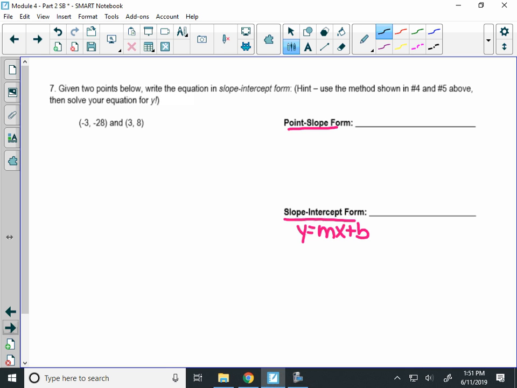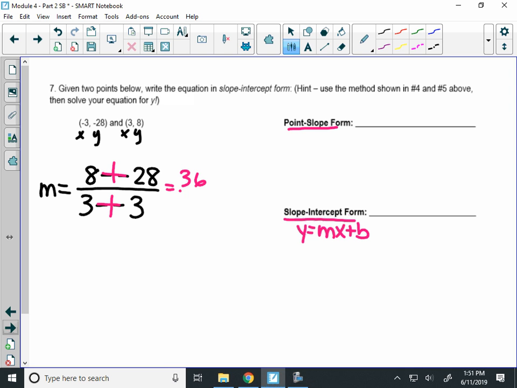All right, so let's first find the slope. That's what we need to do first. So here I take my y value. I'm going to start with 8 minus negative 28 over 3 minus negative 3. Those actually both turn into plus signs. And 8 plus 28 is 36. 3 plus 3 is 6. Simplifies to be 6 as my slope.